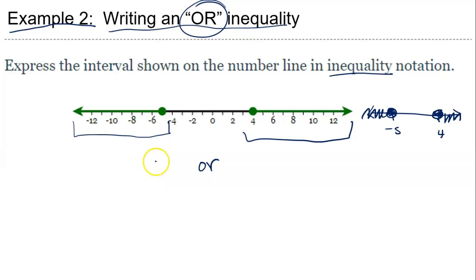To show that I want the numbers that are smaller than -5, I want to use a less than sign, and I am including the shaded in circle, so I need an equal to. For this one, I want to show the numbers that are larger than 4, so I use greater than 4 there. I need the equal to sign here because I have a shaded in circle on 4.